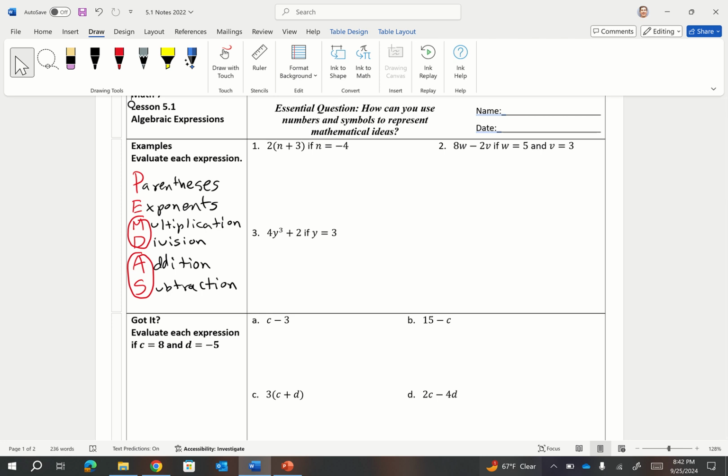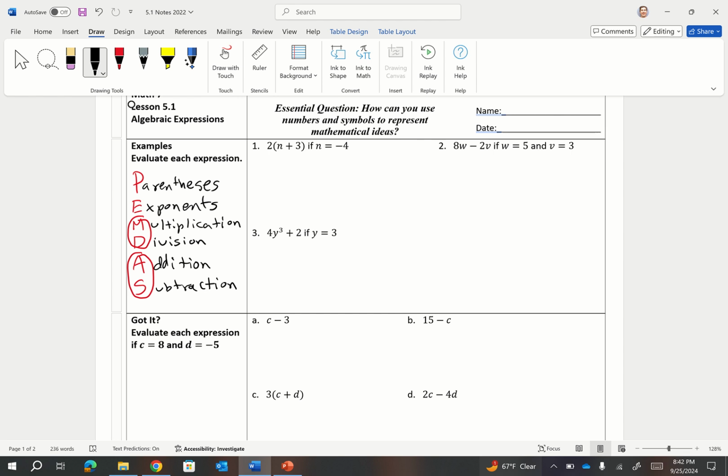Okay, today we're going to be doing substitution and order of operations with negative numbers. So we're going to have to remember everything we've learned so far this year to do this lesson. We also need to remember our order of operations.